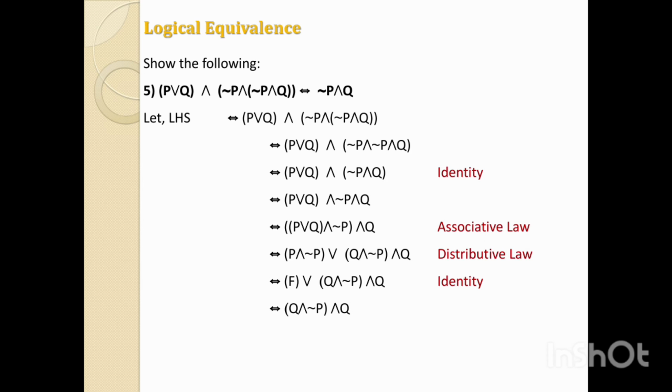Again, the inside bracket and outside bracket have the same symbols. Using the associative law, we can write Q and not P and Q. Now Q and Q becomes Q using the identity law. That's why we have written not P and Q. We have removed this one Q term, and that's what we had to show, not P and Q.